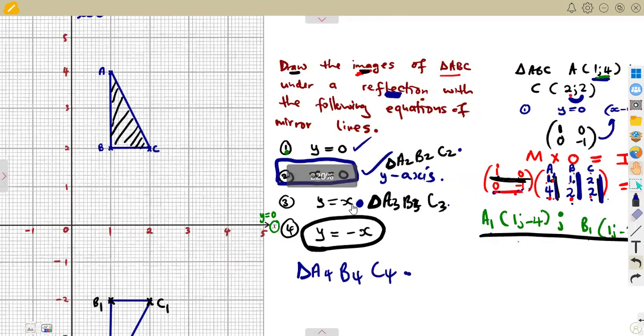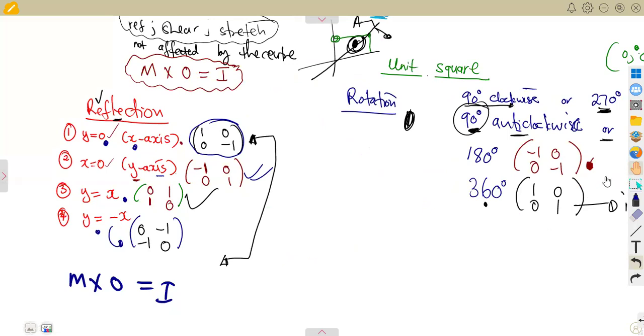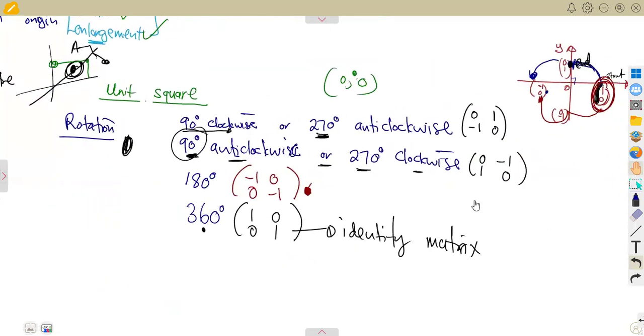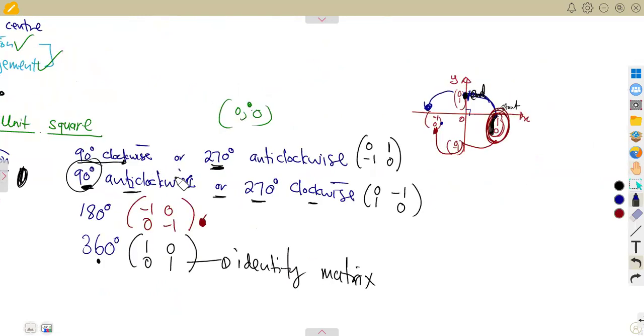If you check on a rotation, it is going to be the same thing. Whenever you are given the object and the transformations are maybe 90 degrees anticlockwise, 90 degrees clockwise, or 180 degrees, which we said is just neutral. This one cannot be clockwise or anticlockwise.